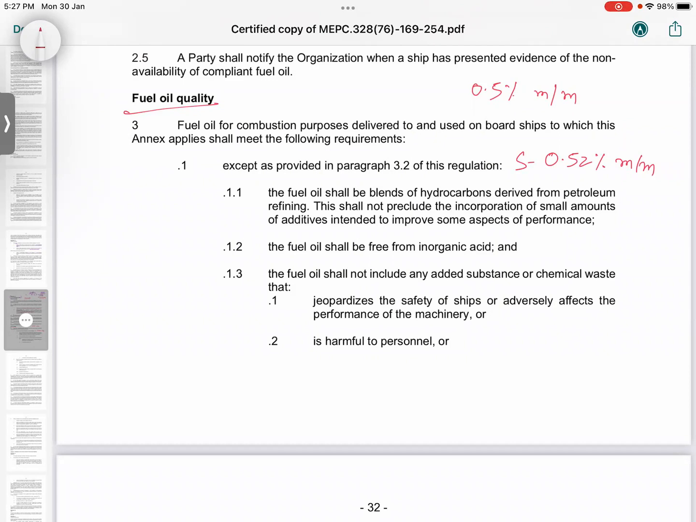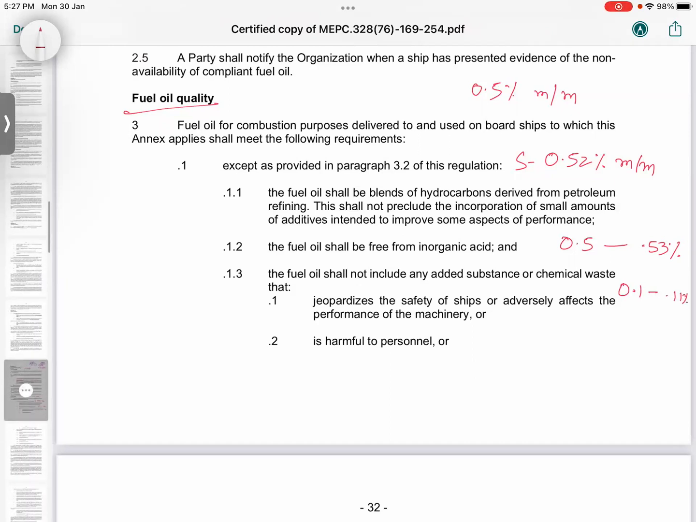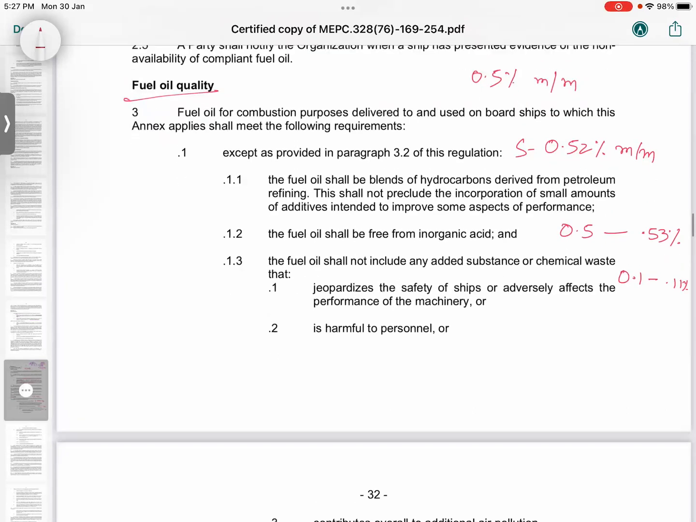Compliant, sir. Yes. Recently, some error has been given, right? Recently I gave a circular for that. I'll just put that image. So for your compliant fuel, 0.5 is allowed to deviate until 0.53%. Okay. And 0.1% is allowed to have a deviation up to 0.11%. Okay. I have a photo for that. I'll just send it to you after the class.